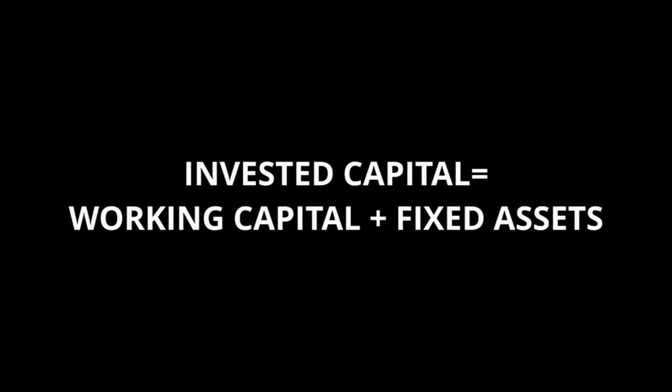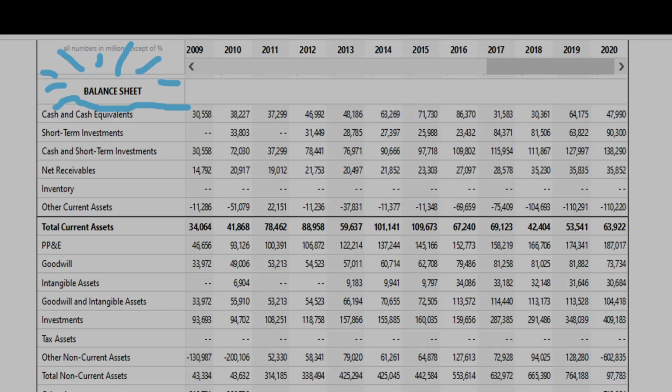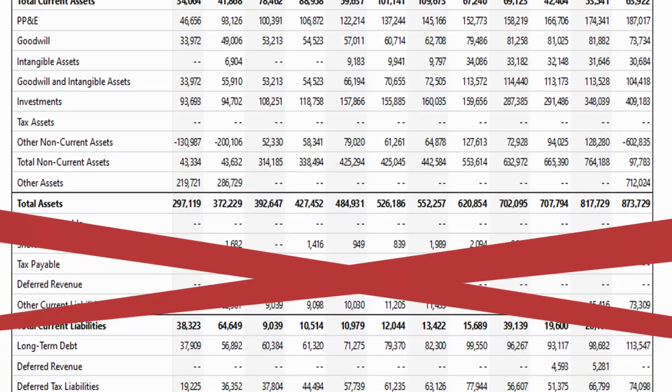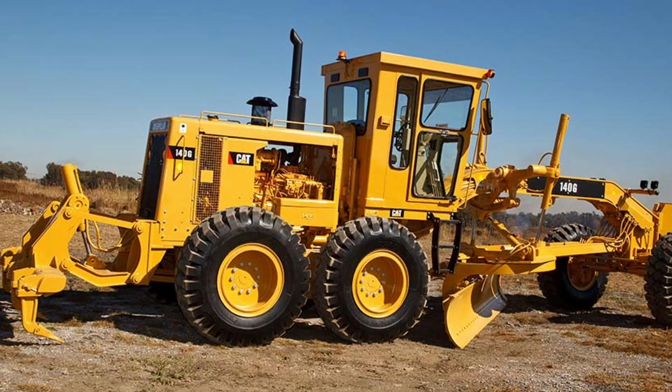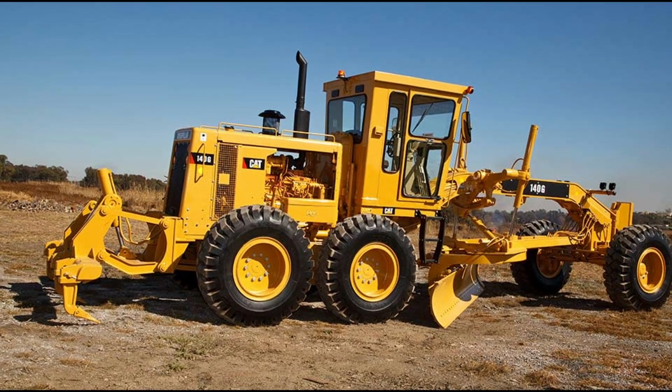Invested capital is equal to the working capital plus the fixed assets, with the working capital being the current assets minus current liabilities. This is because current liabilities are not a sustainable source of long-term financing and therefore cannot qualify as capital. The fixed assets are physical, like the plant, property and equipment.